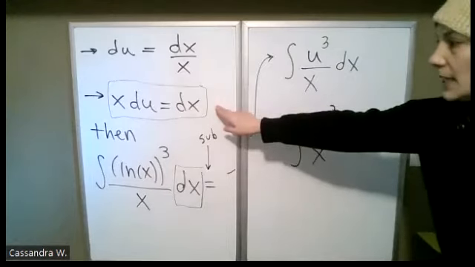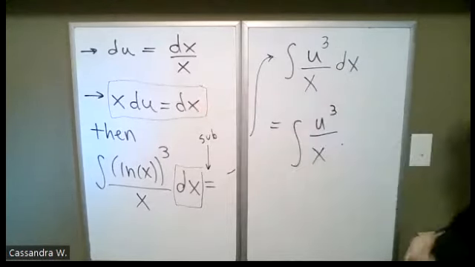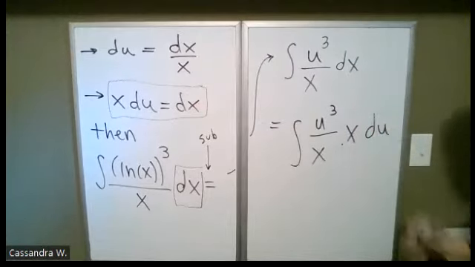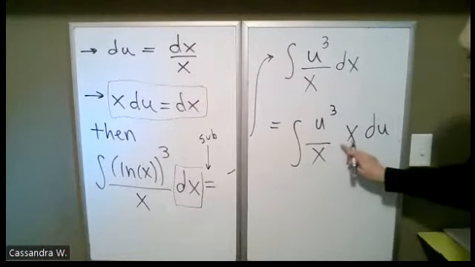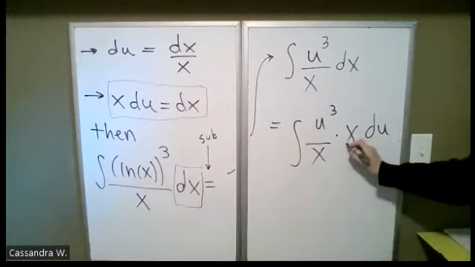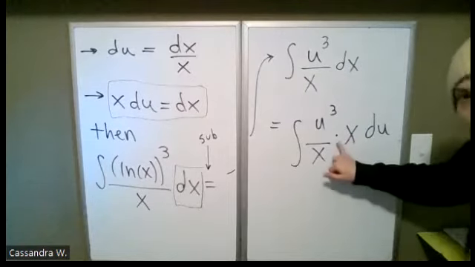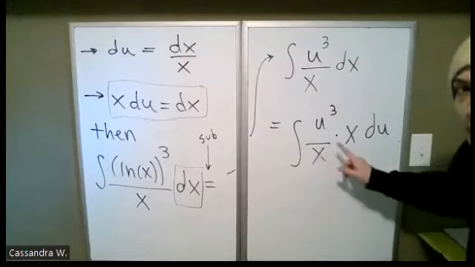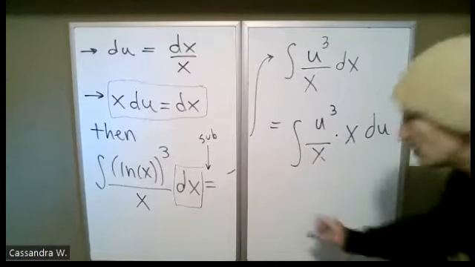Here, okay, dx is equal to x times, or x du, I guess x times du. And then we've got this x over that x, which would be 1, and you're left with u cubed du, an integral of u cubed du.